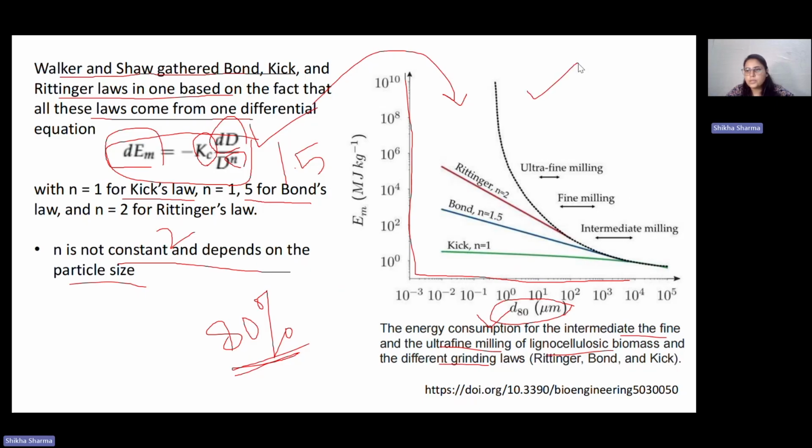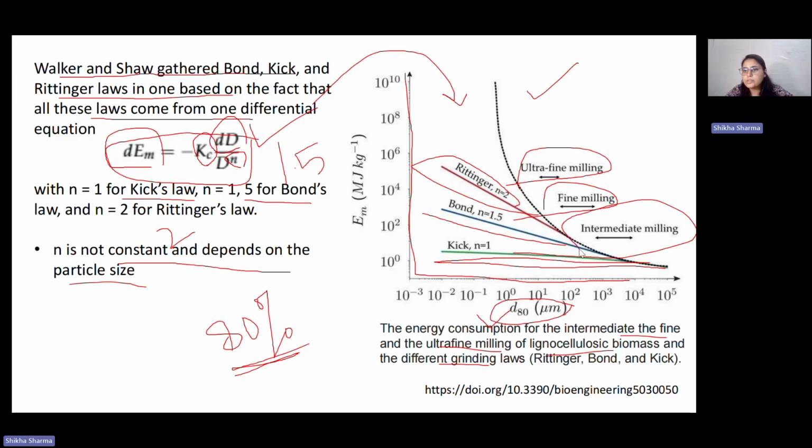So for Kick's law, we said that n equals 1, so it follows this line. When n equals 1.5, it is Bond's law, and n equals 2 is Rittinger's law. Rittinger's law is used for ultra fine grinding, Bond's law is used for fine grinding, and Kick's law is for intermediate milling, right?